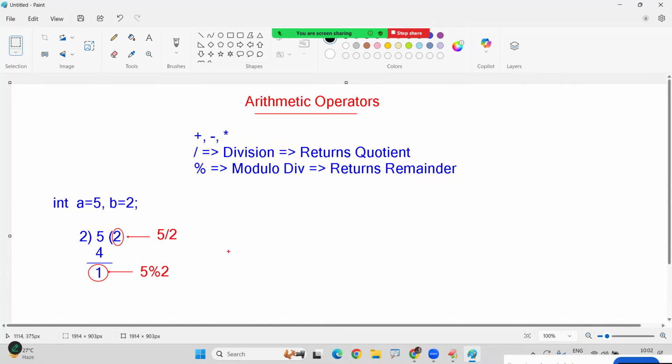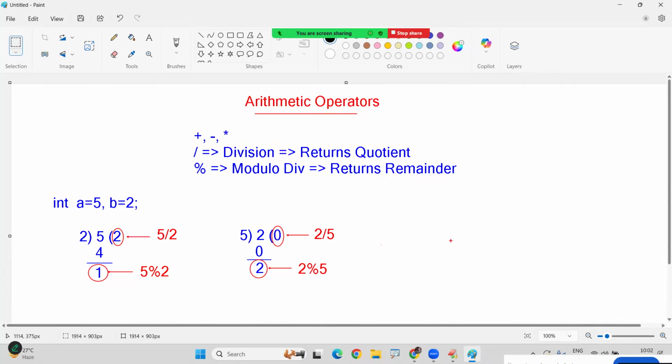See, for example, I'm doing like this. 2 I am dividing with 5. Can you divide? No, it's impossible. You can't divide. So remainder, as usual, 2 will come. So this one is quotient. 2 by 5 will give 0. 2 mod 5 will give the value 2. It's a remainder. So as usual, it's a quotient. Hope you understood.